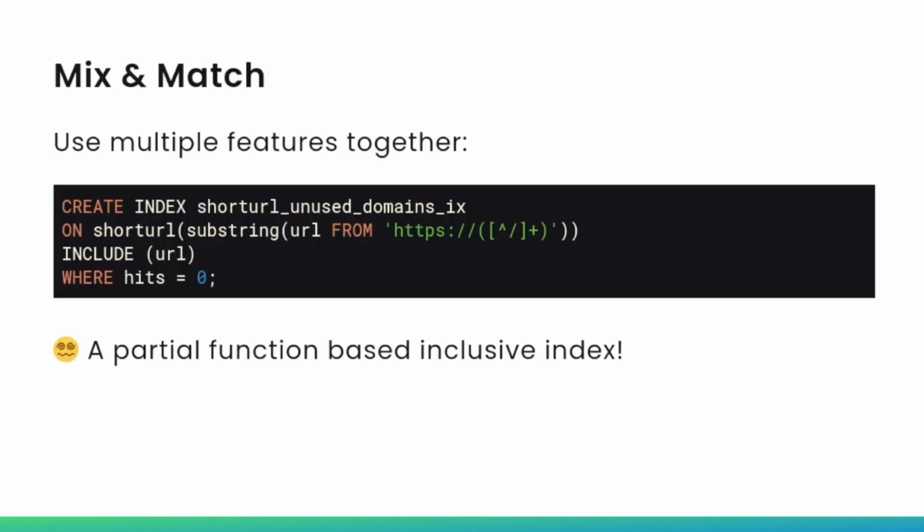Now, that's a fun slide. You can actually mix and match everything that we've talked about. So if you want a very wild example, here we have a partial function-based inclusive index, okay? We have an index that is indexing the domain part of all the unused shows URLs, and we include the URL in the leaf block, okay? So that's a partial function-based inclusive index. So you can mix and match, okay?